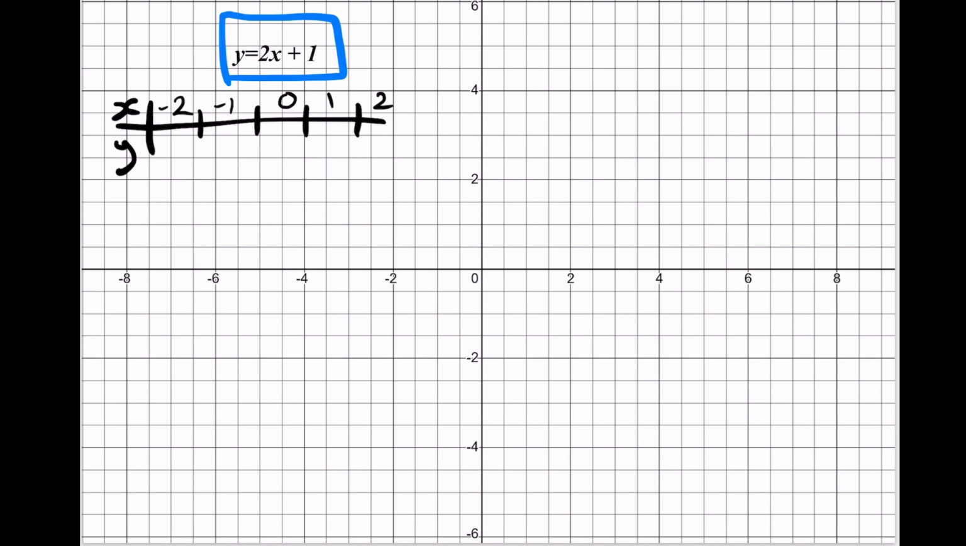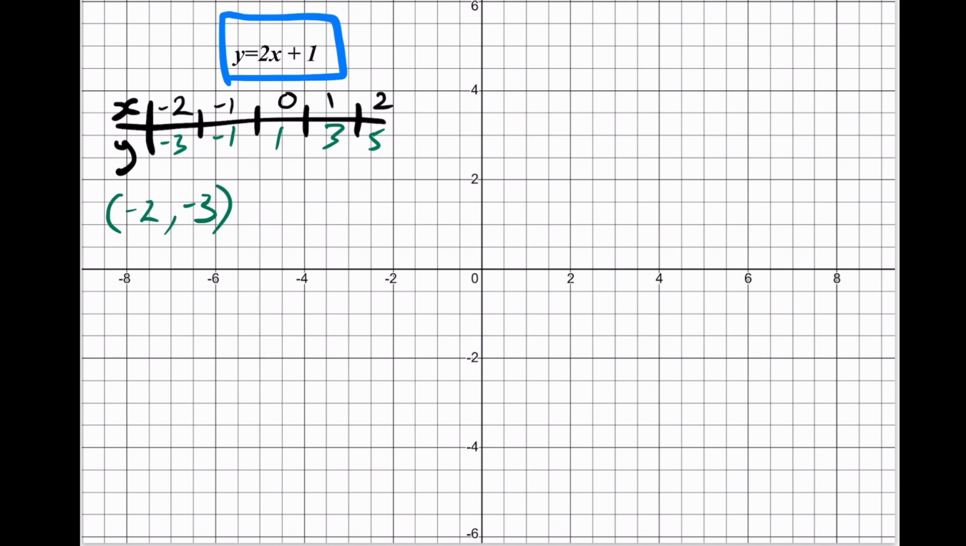Now I'm going to substitute each one of those in so that I can get a coordinate that matches. So -2 times 2 is -4, plus 1 is -3. -1 times 2 is -2, add 1 is -1. 0 times 2 is 0, add 1 is 1. 1 times 2 is 2, add 1 is 3. And 2 times 2 is 4, add 1 is 5. Each one of these columns is now a coordinate. So for instance, the first one we generated was -2, -3.